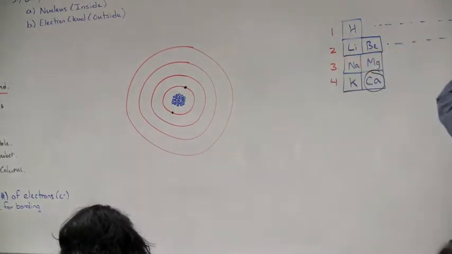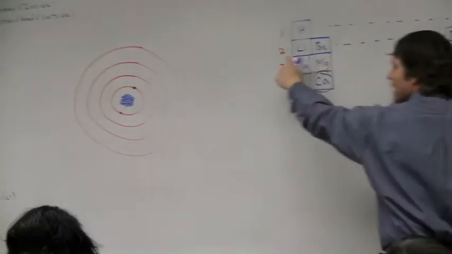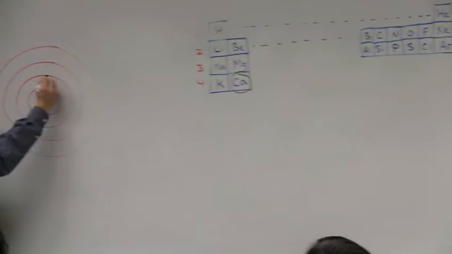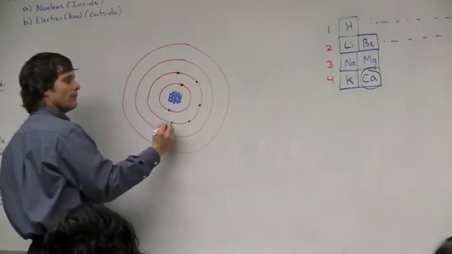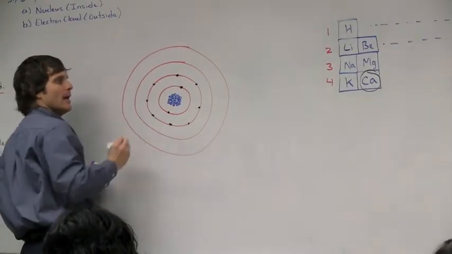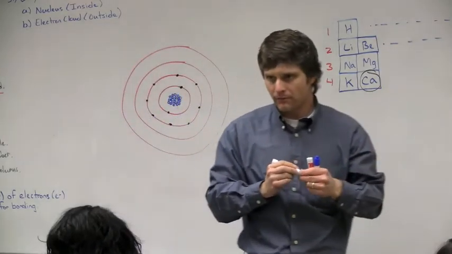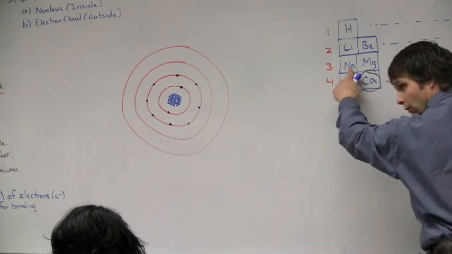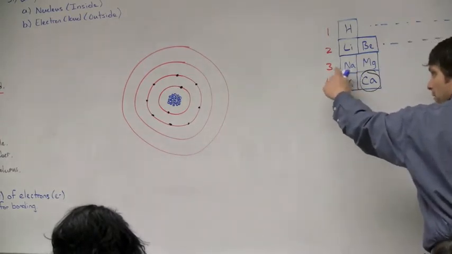1, 2, 3, 4, 5, 6, 7, 8. 8 across row number 2, energy level number 2. So I count 1, 2, 3, 4, 5, 6, 7, 8. 8 electrons in energy level number 2. Then I go down to sodium because I've already counted through row number 2. Down to sodium, energy level number 3, and I count over.